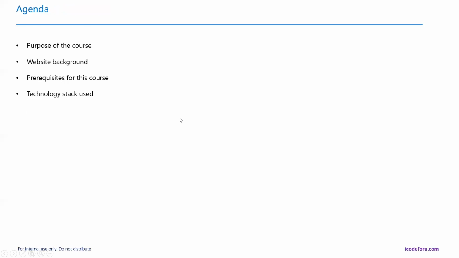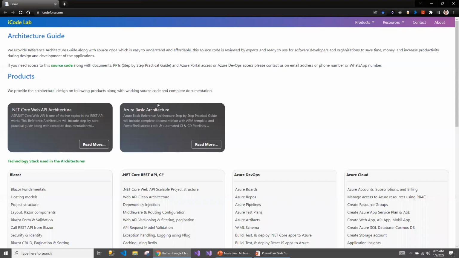Let's go back to the agenda, which is the website background. So let me bring up my website. As part of this course, I'm creating the website called icodeforyou.com. This is the domain I have registered for now, but this might change in the future, and I'll be updating as part of the course.